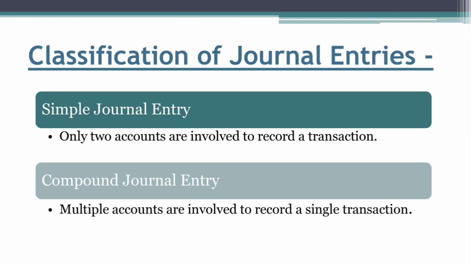The journal entries are classified into two. First is the simple journal entry, in which only two accounts are involved to record a transaction. Next is the compound journal entry, in which more than two accounts, or we can say multiple accounts, are involved to record a single transaction.